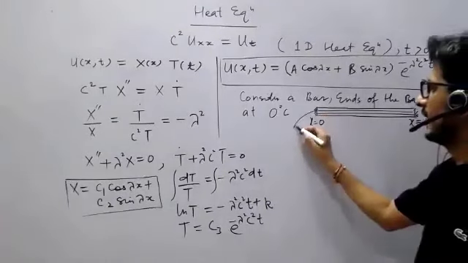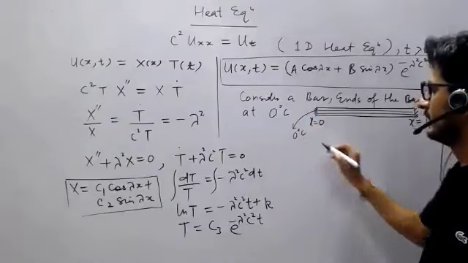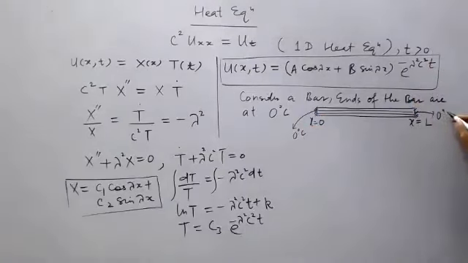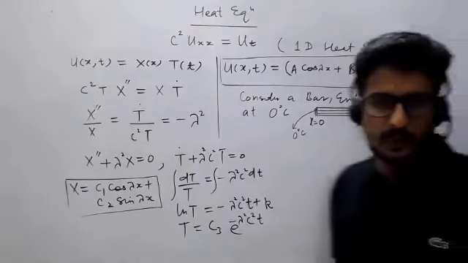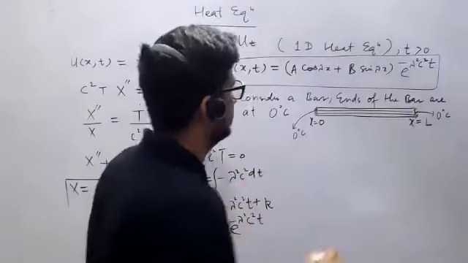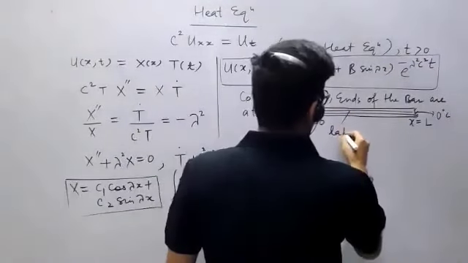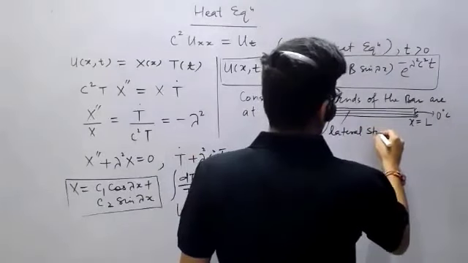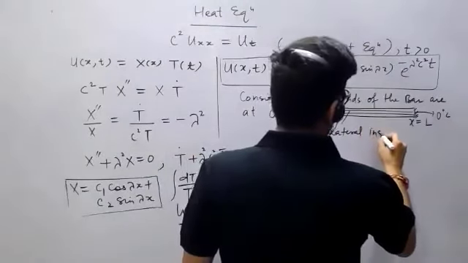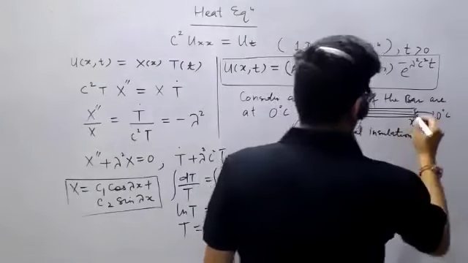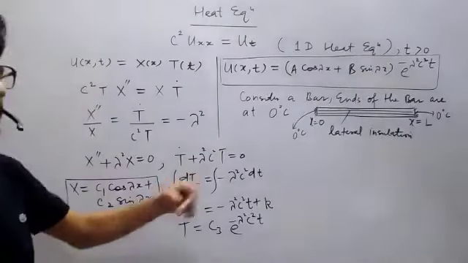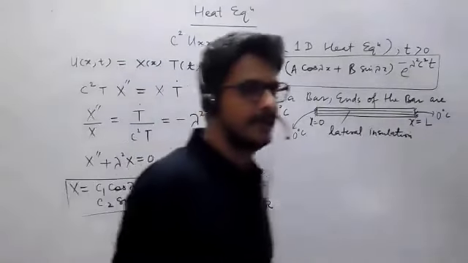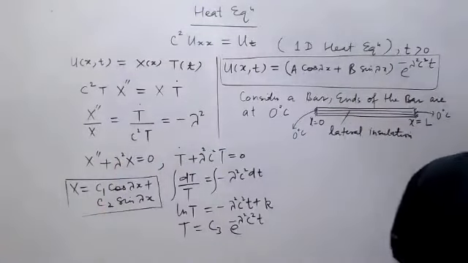This is kept at 0 degrees Celsius. This is also kept at 0 degrees Celsius. The ends are kept at 0 degrees Celsius. And we have to know that this surface is insulated, so it is actually lateral insulation. The bar is laterally insulated. Now you see how we can handle such type of problem.